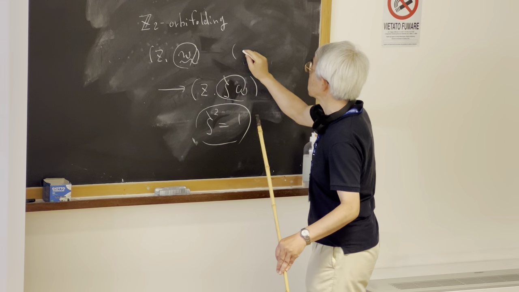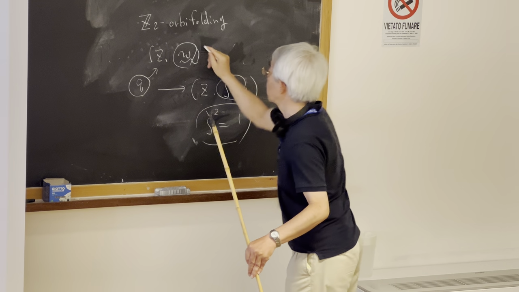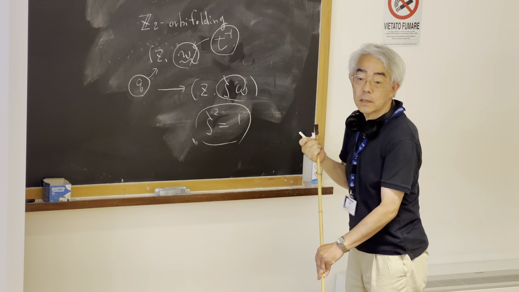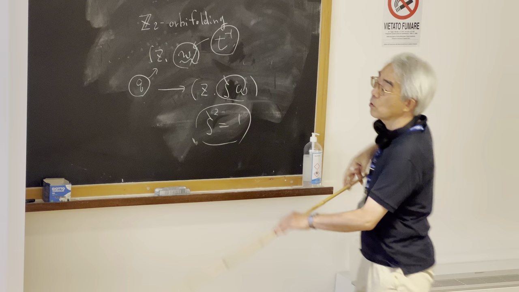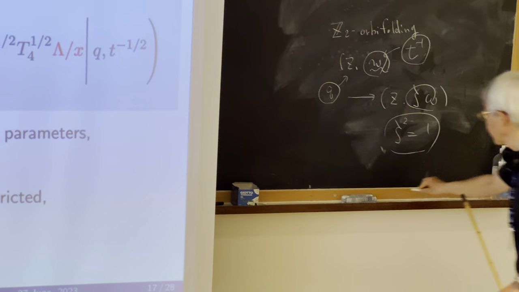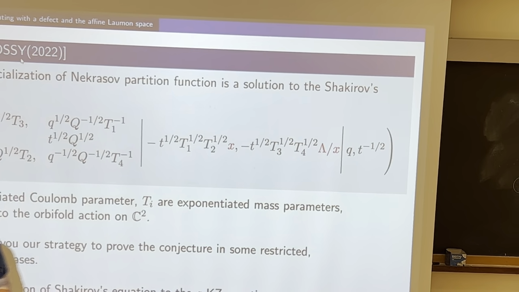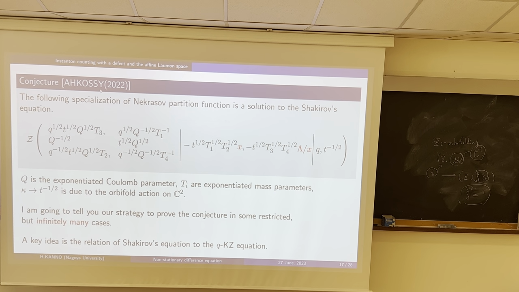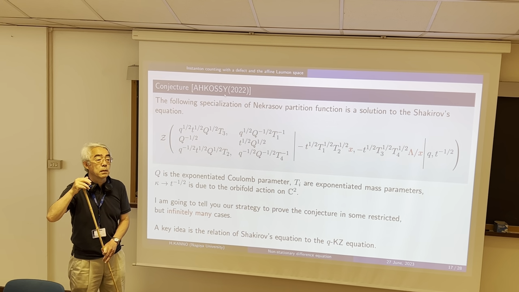And recall, the equivariant parameter for the first is Q, and the equivariant parameter for the second is originally the inverse. And since we are considering this action on the second variable, this is the reason why we put the square root of T. T goes to zero is our NS limit, and it's the autonomous limit.